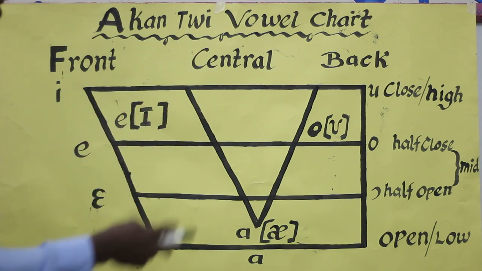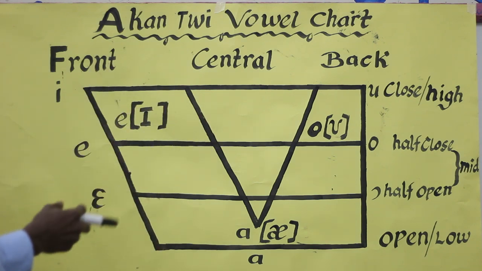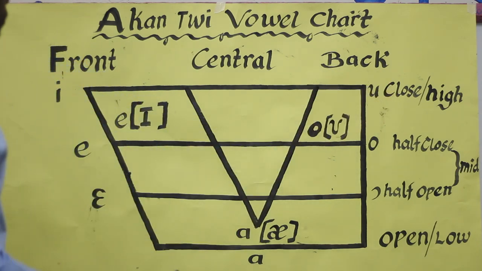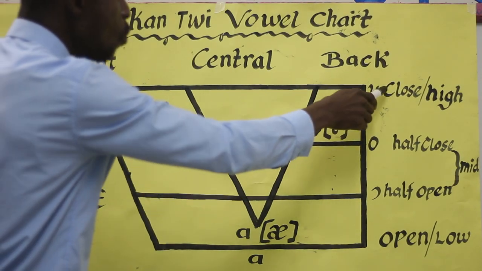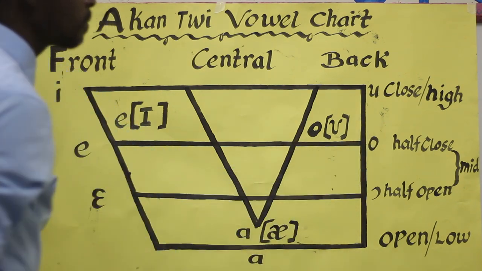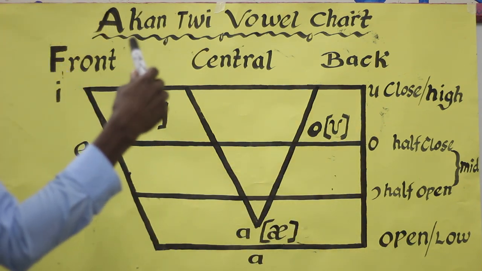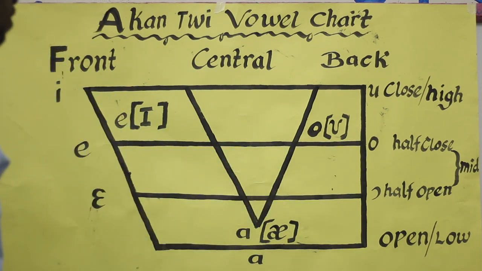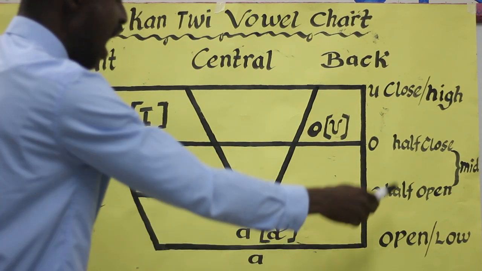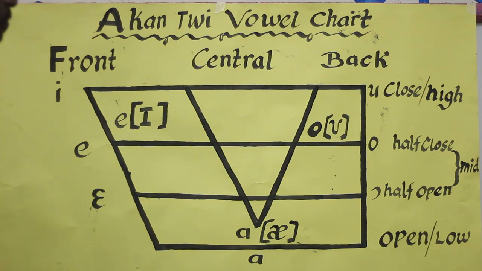Let me go over the extent to which the tongue is raised again. We have high or closed vowels, and high or closed vowels are I, E, O, and U. Then we have mid vowels, which are half closed and half open. So we have E and O as half closed, and E, O as half open. Finally, we have open vowels or low vowels, and E and A are the only open vowels we have in the Akan Twi language, right?